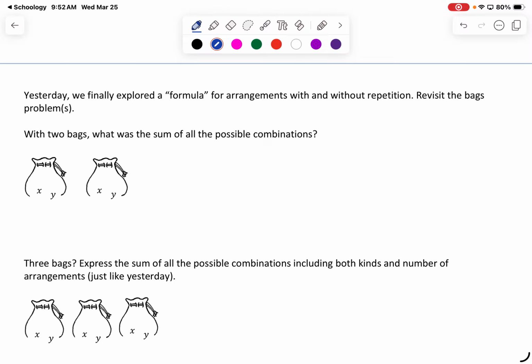So we could split screen with our notes from yesterday, but just to remind you, the possible combination is that you can get x times x, or x squared. There's 2 ways to get an x and a y, and then there was 1 way of getting a y squared.